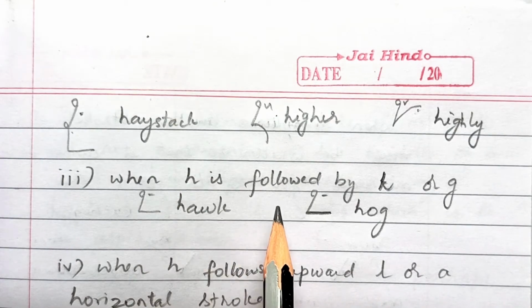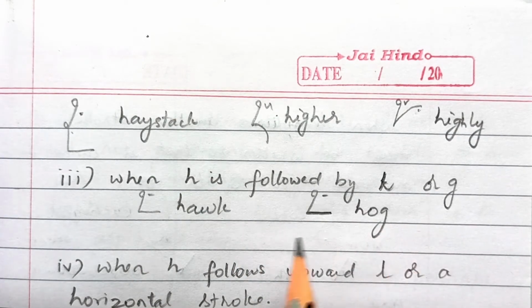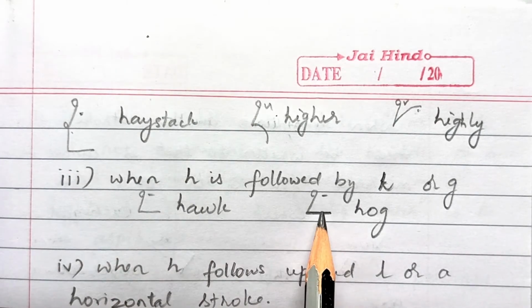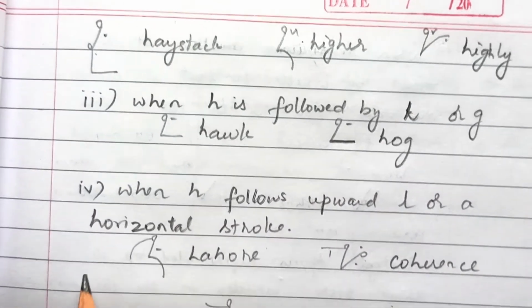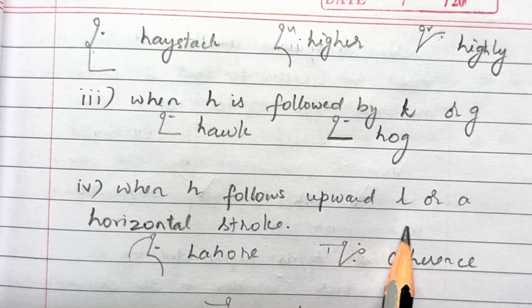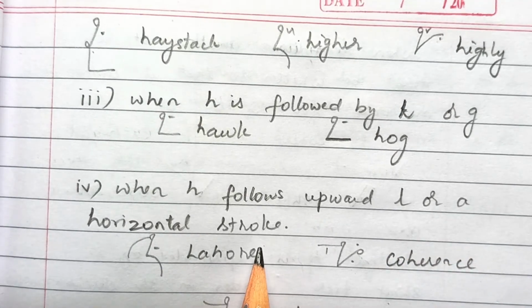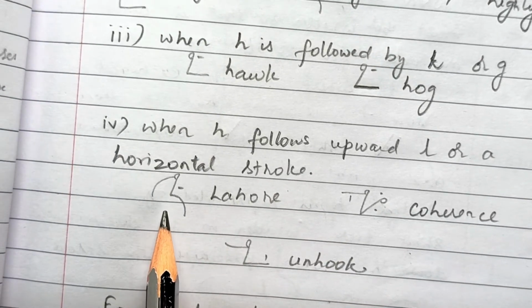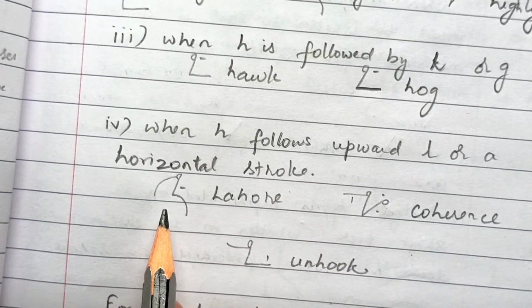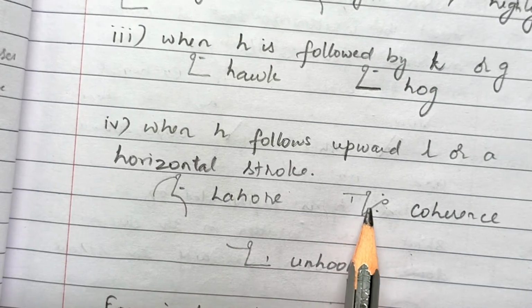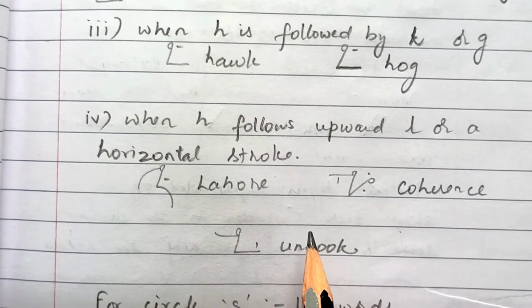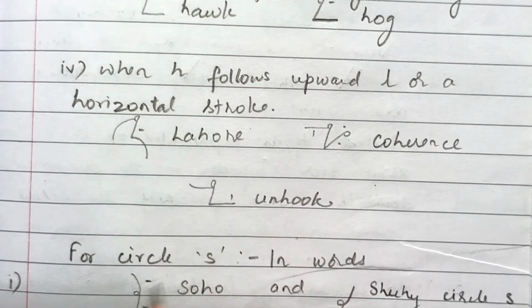And when H is followed by K or G, again we are using the downward H, as in hawk and hog. Also when H follows upward L or a horizontal stroke, we have to use the downward stroke of H. So this we can see in these words Lahore, coherence, unhook. So in these cases we are using the downward form of H.